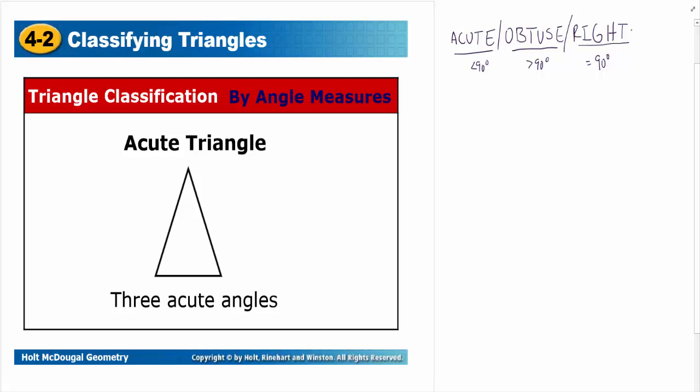So you got your acute triangle, and an acute triangle has 3 acute angles. So all these angles, it doesn't have to be a very particular angle. It just has to be less than 90. They all have to be less than 90. If one is greater than 90, it's not acute. So it has 3 acute angles.